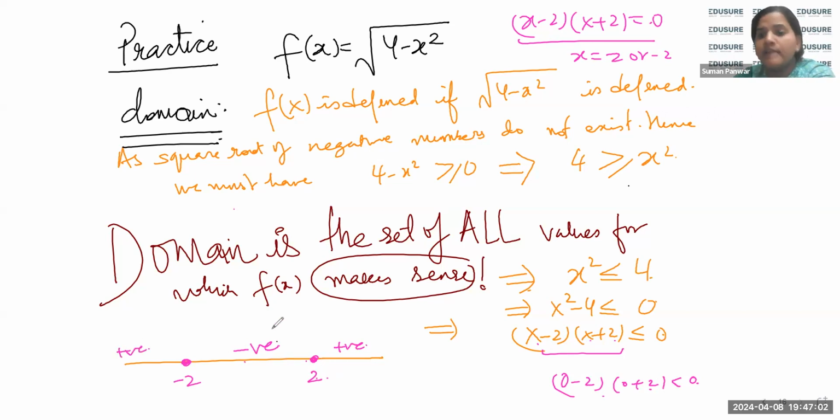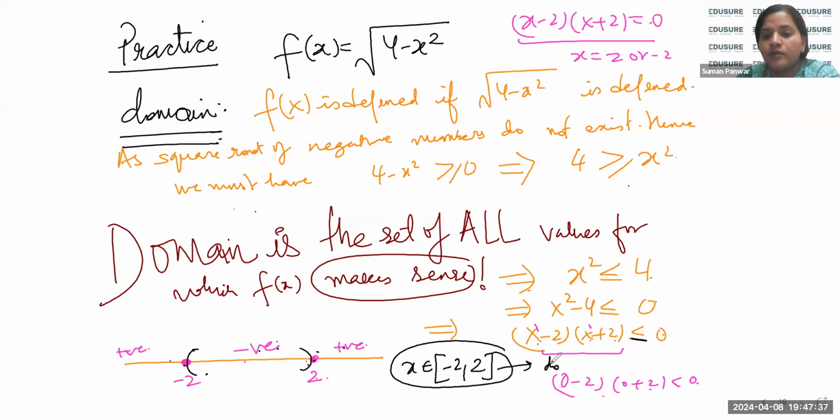ये rule होता है. If I am able to write some expression as a product of linear factors, linear मतलब x की power 1 होनी चाहिए, and if I am able to confirm the sign on one interval using any one point, then I can alternate the sign on intervals. Okay. So minus 2 और 2 के बीच में ये नेगेटिव है. और minus 2 और 2 इंक्लूडेड है बिकॉज ये लेस देन और इक्वल टू 0 है. So x belongs to the closed interval minus 2 to 2. So this is the domain. Okay. This is one way to find the domain.